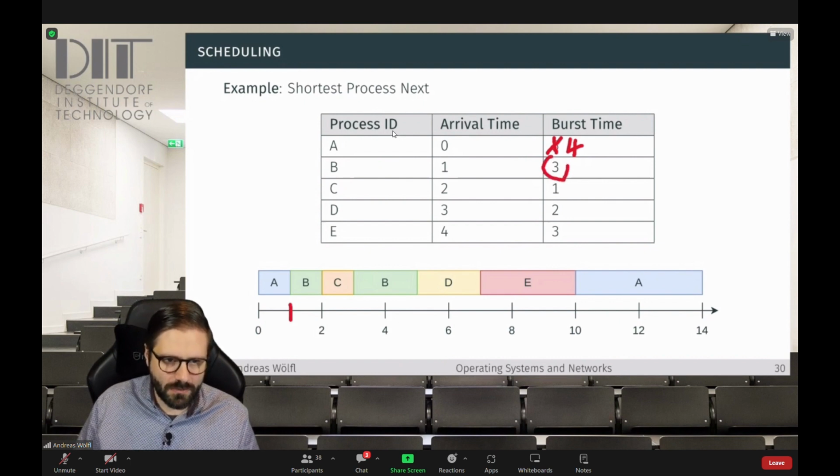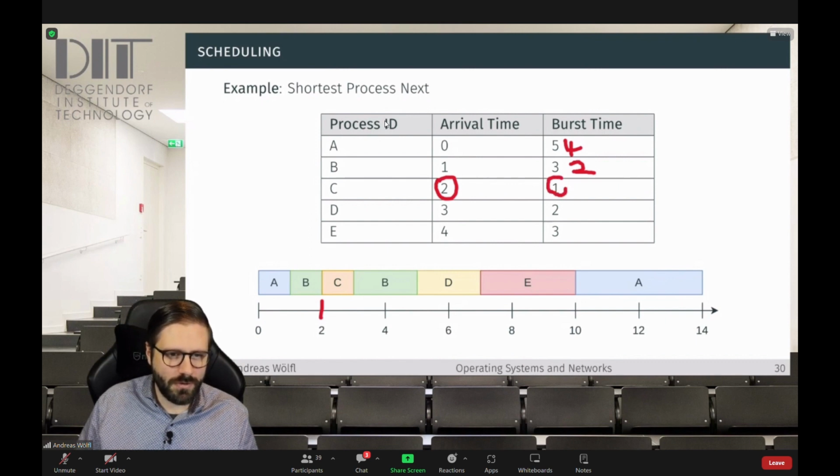For process B, which just arrived, it is 3. 3 is smaller than 4, so we start with executing process B. Context switch happening at time unit 1. Time unit 2, we have a 4 here. We have executed B for a time unit, so we have 2 here. And then at time 2, C arrives.